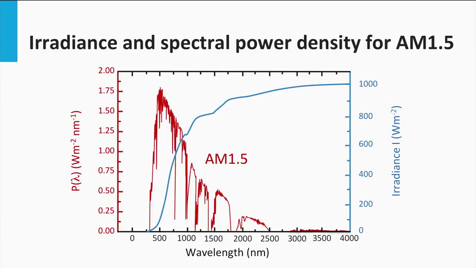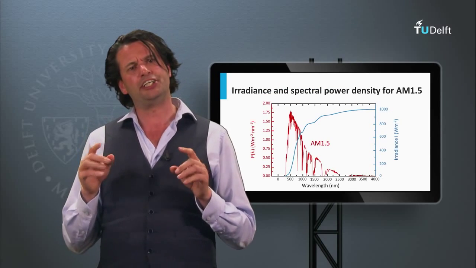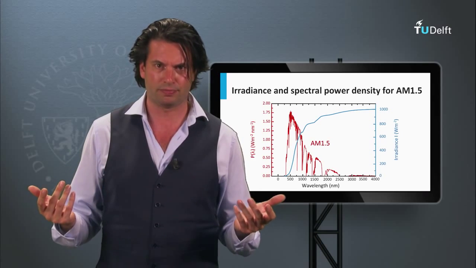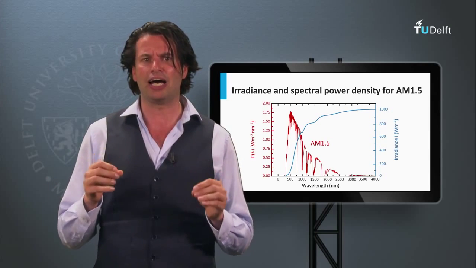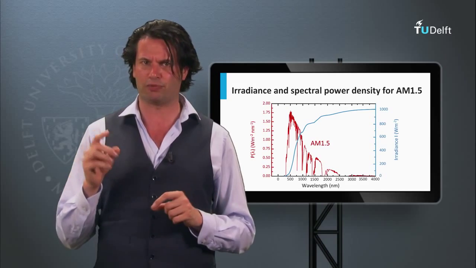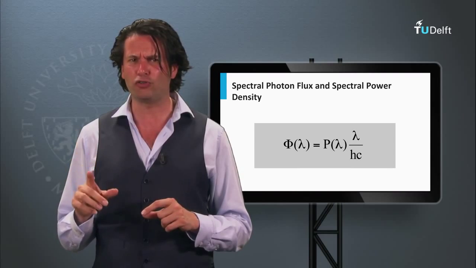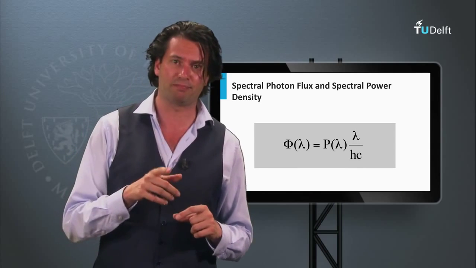The blue line is the integration of 0 up to lambda, and you see that the area below the spectral power density up to 4000 nanometers is equal to 1000 watts per square meter, as expected for the AM 1.5 spectrum. The irradiance tells us something about power per unit area. However, we can consider light as a number of photons as well. The photon flux phi is the amount of photons per time per area.